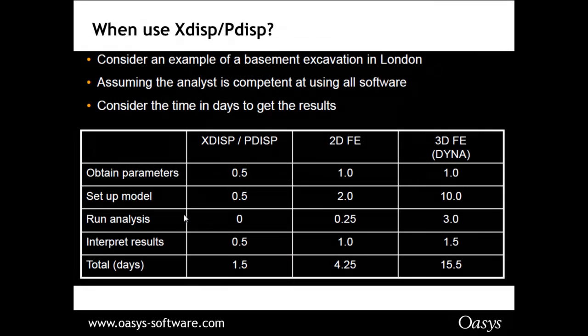And further to that, one of our customers recently did an analysis of time savings and cost savings in terms of Pdisp and FE. So, for example, if you look at this, Pdisp is much quicker in terms of, for example, setting up the model and running the analysis and even interpreting the results than 2D-FE and 3D-FE, such that Pdisp and Pdisp would take around 1.5 days compared to almost half a month for 3D-FE. So that's why a program like Pdisp and Pdisp is actually quite powerful.